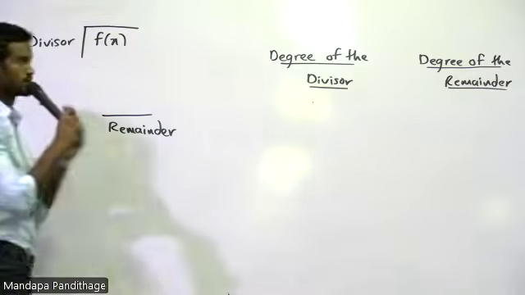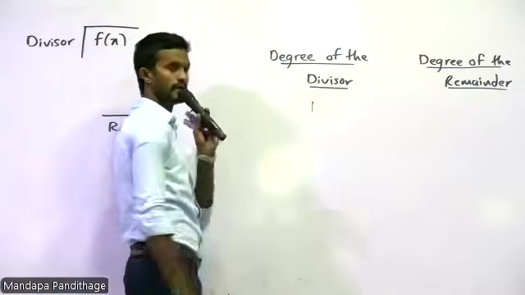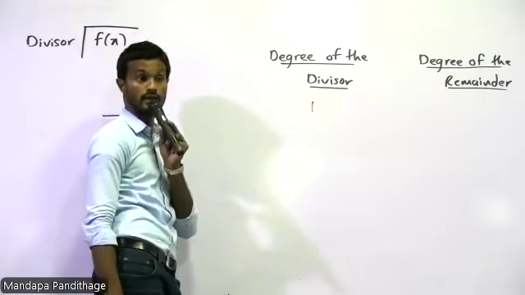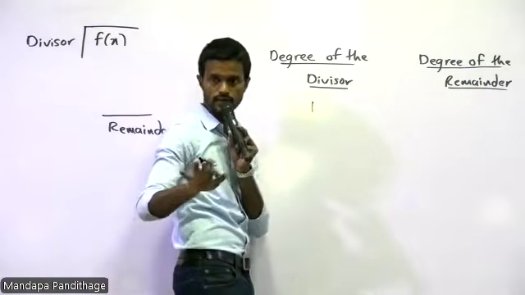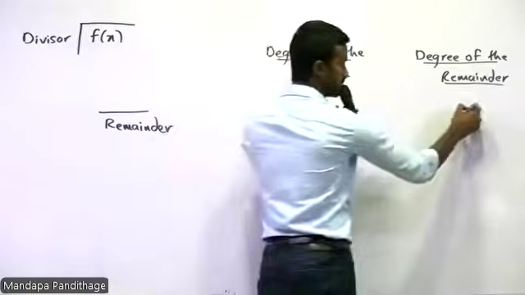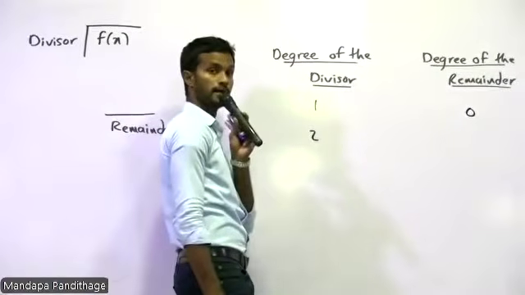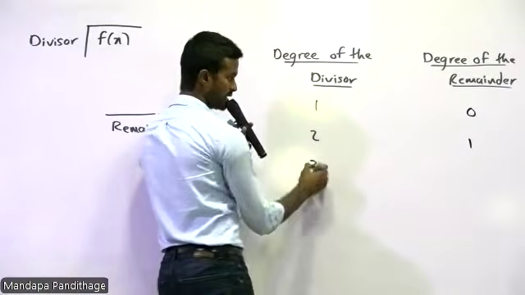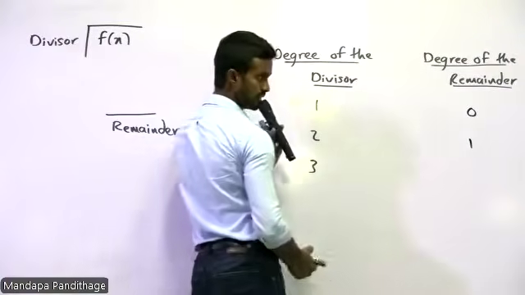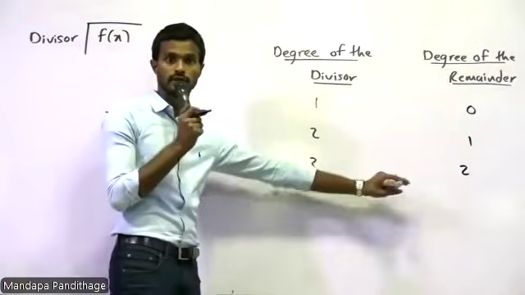So if I ask you a question, if the degree of the divisor is 1, what is the degree of the remainder? It's 0. There are no minus degrees. So if this is 1, this is 0. Now tell me if the degree of the divisor is 2, what can you say about the degree of the remainder? It's 1. Then if the degree of the divisor is 3, what can you say about the degree of the remainder? 2. Clear? Hands up if it is clear up to this part.